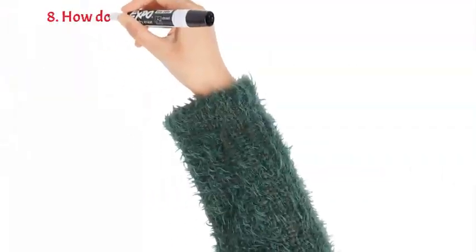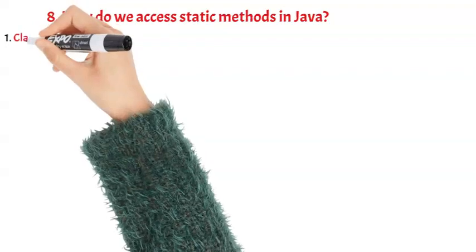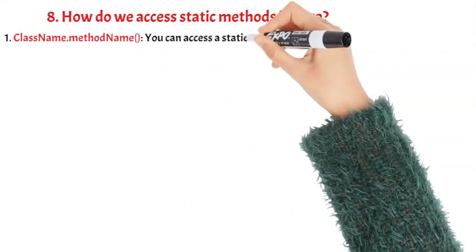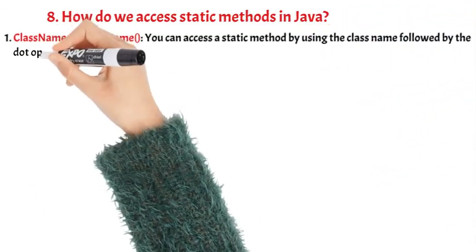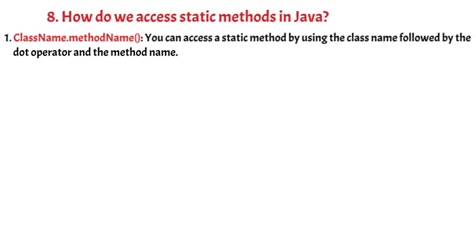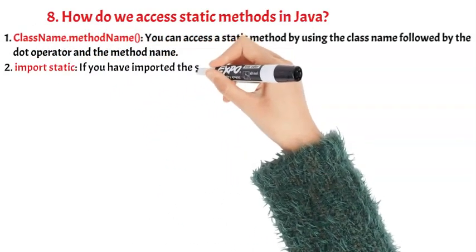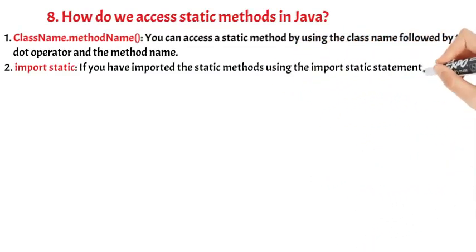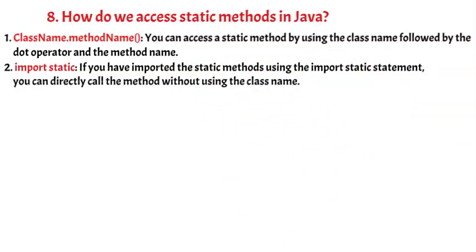8. How do we access static methods in Java? 1. Class name.method name. You can access a static method by using the class name followed by the dot operator and the method name. 2. Import static. If you have imported the static methods using the import static statement, you can directly call the method without using the class name.